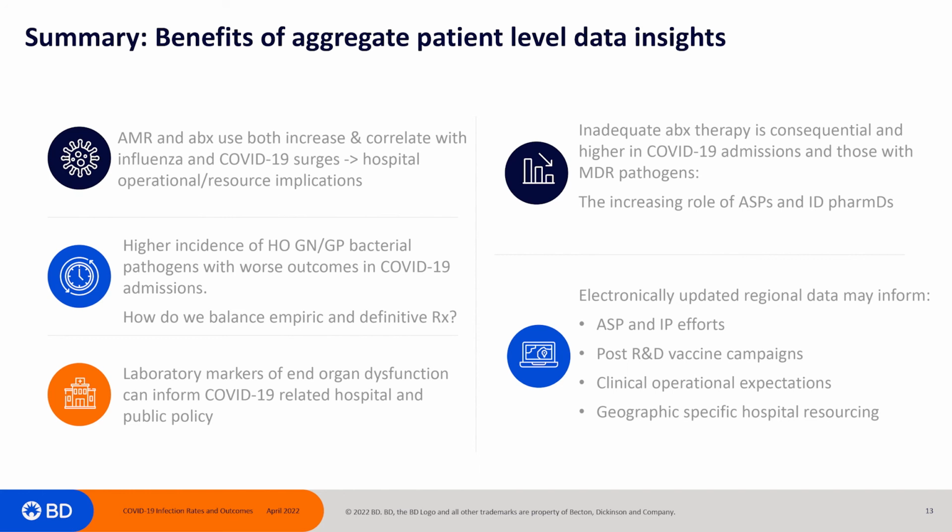The second insight is that higher incidence of hospital onset gram-negative and gram-positive bacterial pathogens had worse outcomes in COVID-19 patients. And how do we balance empiric with definitive therapy? And what is the role of appropriate diagnostics in delineating what that definitive therapy is? Thirdly, laboratory markers of end organ dysfunction can inform COVID-19 related hospital and public policy.